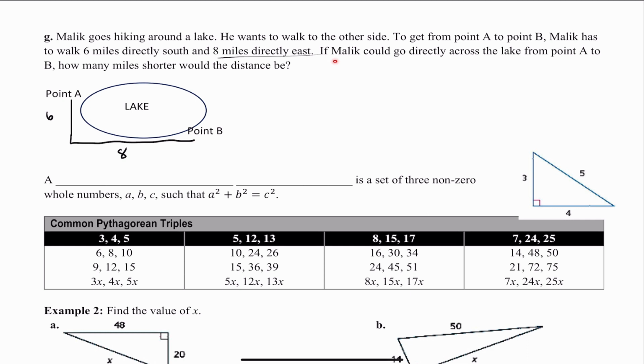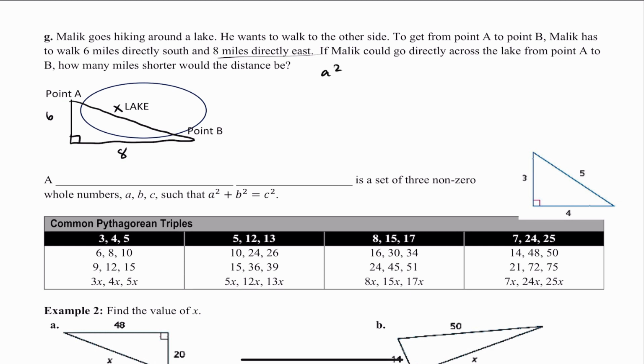The question is, if Malik could go directly across the lake from point A to point B, how many miles shorter would the distance be? So if he's going to walk on water or use a boat to get from point A to point B like that, well, we don't even know how long that would be. So we're going to call that X. And this is a right triangle because it's perpendicular. He's going from south to east. That creates that right angle there. So this is a right triangle. We're dealing with Pythagorean theorem. And we know that X is the hypotenuse.